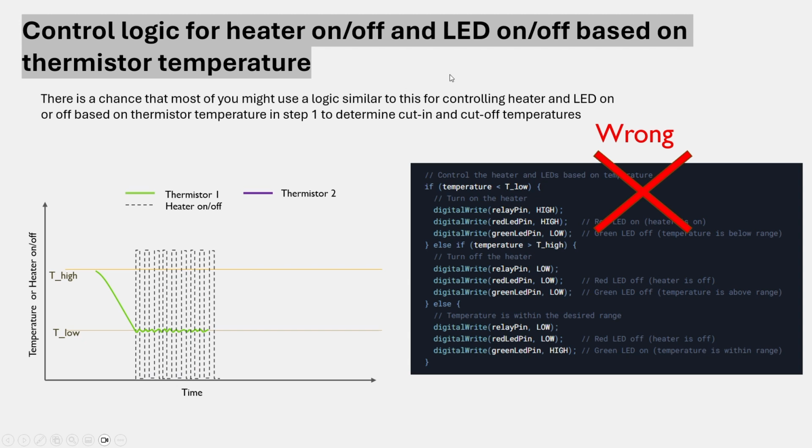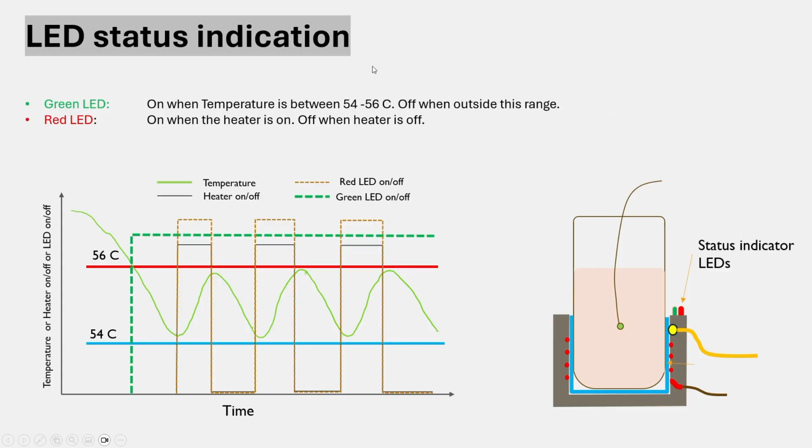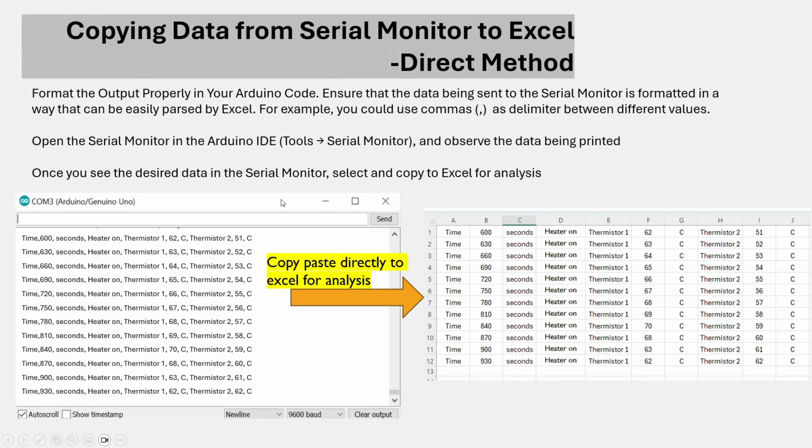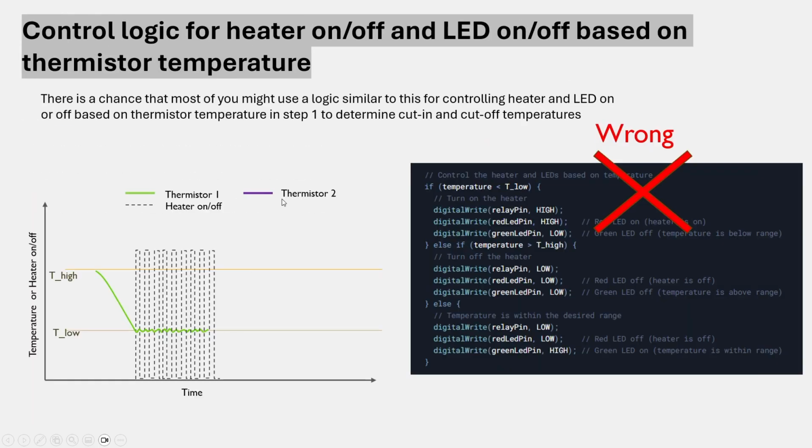Now let's look at the other code, which is controlling the heater on off and the LED on off based on thermistor. This is in relation to step number 9. Write a code to control heater on and off based on thermistor 1. Here you're controlling between a high and a low value, thermistor 1. So I would say step 9.